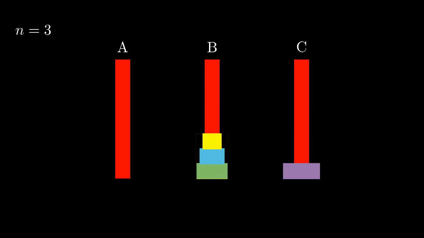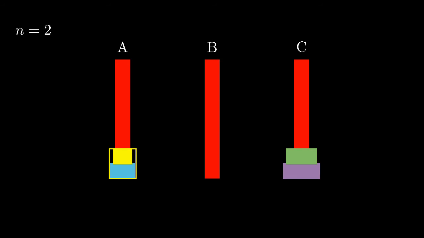We have 3 blocks in a tower. We then move the yellow block to C, the blue block to A, the yellow block back to A, the green block to C, and now we're left with a subproblem n equals 2. This is an easy problem to solve.